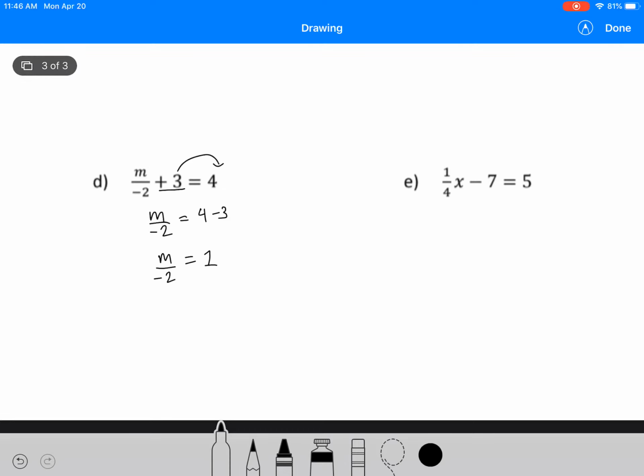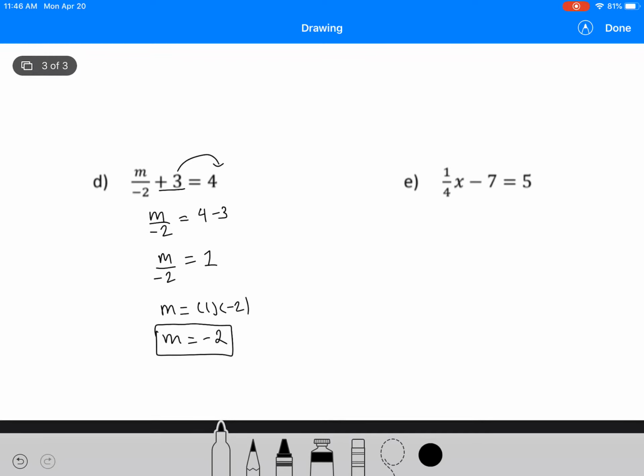Okay. Now from here we have a negative 2. That's being divided. The opposite of dividing is multiplying. So m equals 1 times negative 2, or just negative 2.